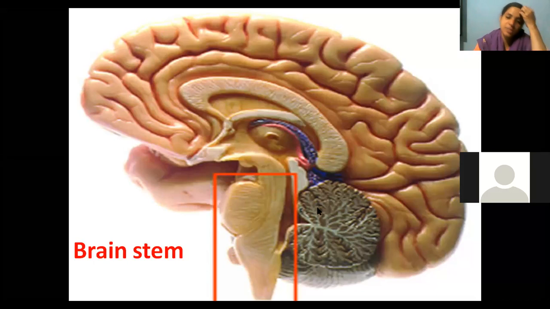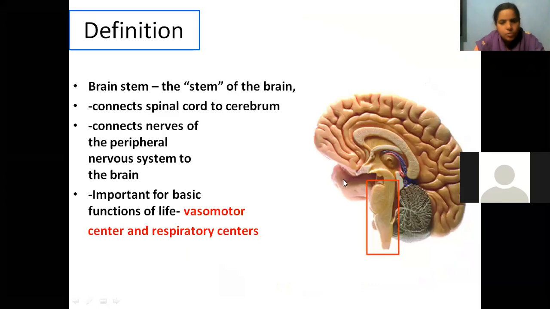So we will discuss brainstem, as it was asked by Niharika. So what is brainstem? See here, the midbrain, pons, and medulla. Three together we call it as brainstem, isn't it?